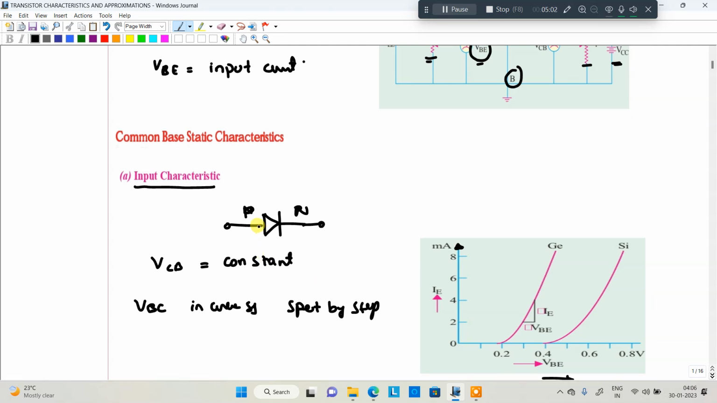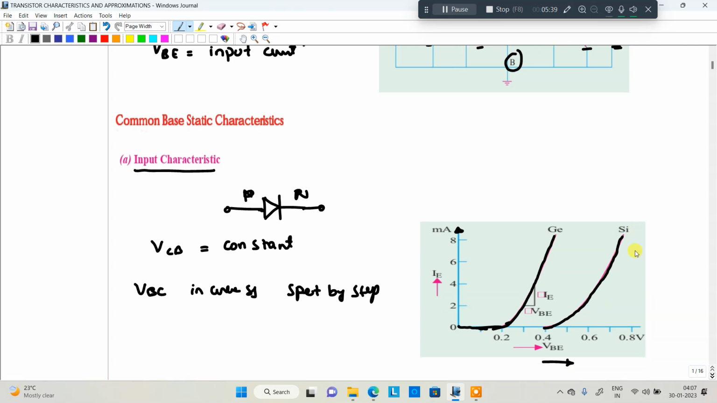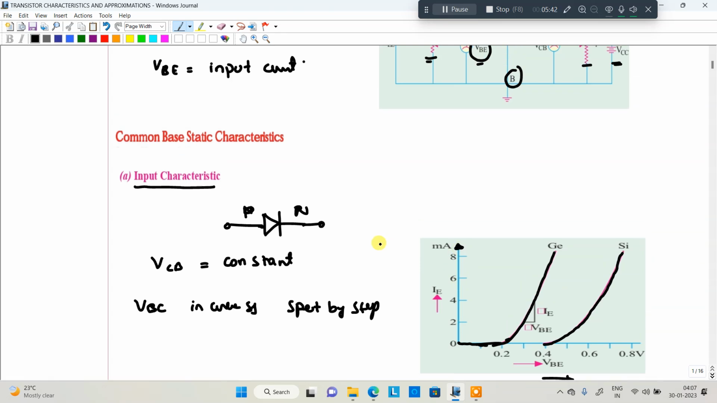Initially, because a diode needs some barrier potential to be overcome before changing to conduction mode, it is not allowed to conduct. But once it reaches the cut-in voltage, for example in germanium, it starts conducting. This is the characteristic: gradually the current value increases. We plot this for VCB constant. In the case of silicon, the cut-in voltage is different. So we plot these characteristics between IE versus VBE. Got my point? This is the way they plot the characteristics.